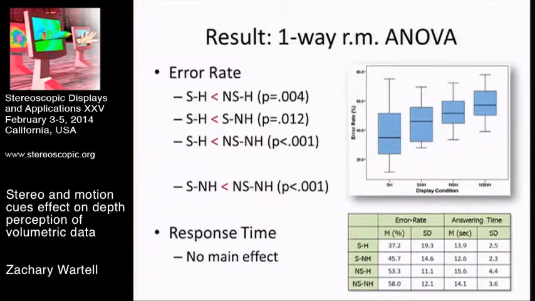If we looked at things just as a one-way ANOVA, things fell out more or less the way you'd expect, in the sense that stereo plus head tracking was better than the other four conditions. Interestingly, on the individual case, stereo alone was better than the non-stereo, non-head tracking case. The other cases were not significant. And again, not surprisingly, the response time came out with no main effects.